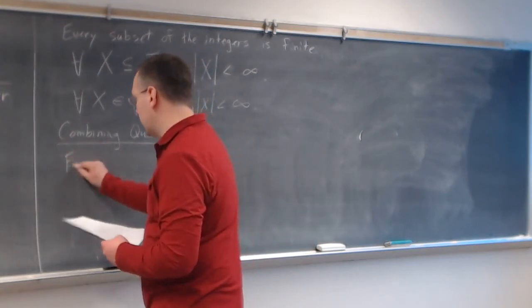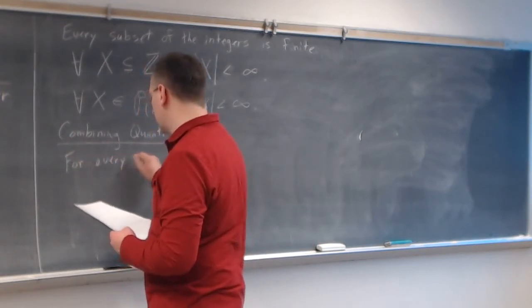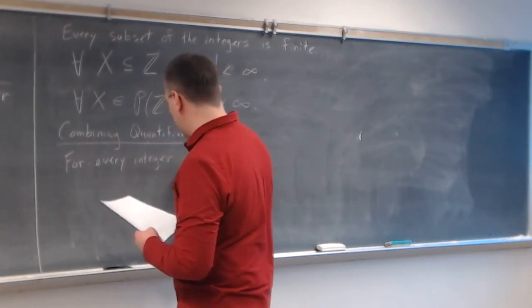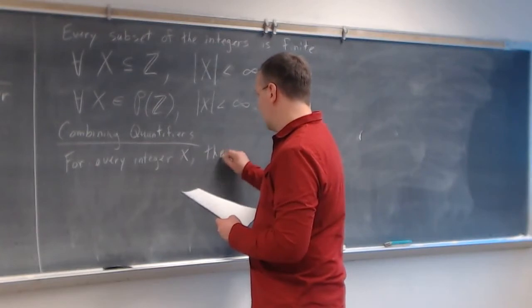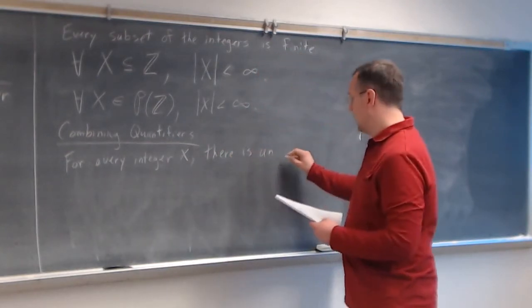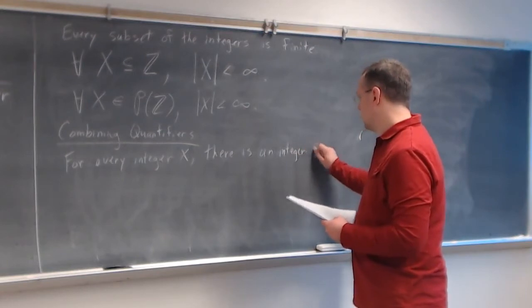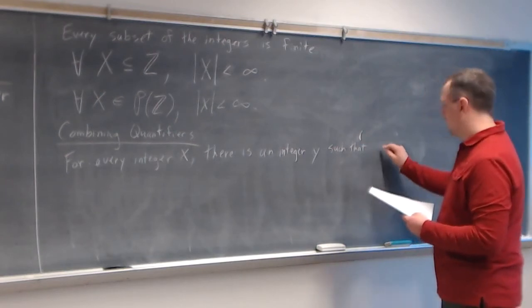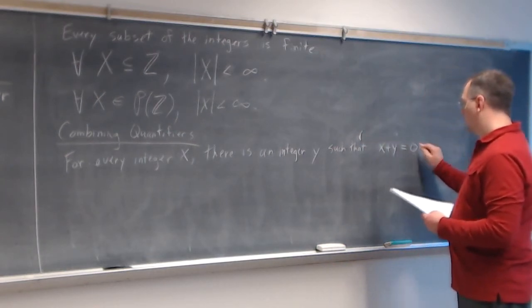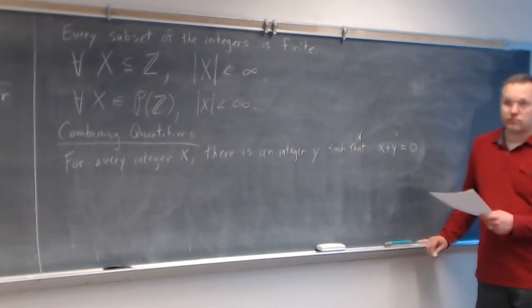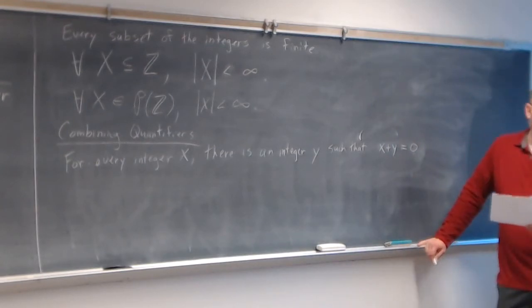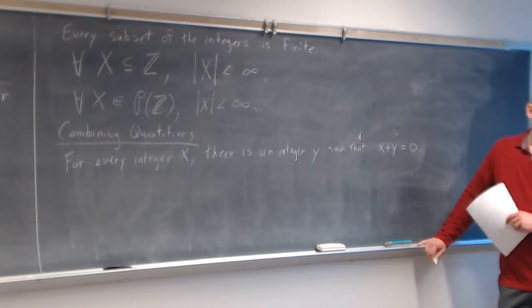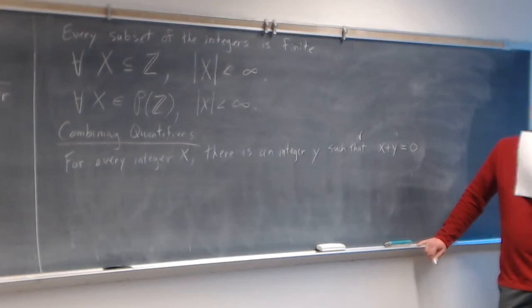Okay? All right. For every integer x, there is an integer y such that x plus y equals 0. So this statement has a for every, and it has a there is, or there exists, phrase. So we're going to use both quantifiers.